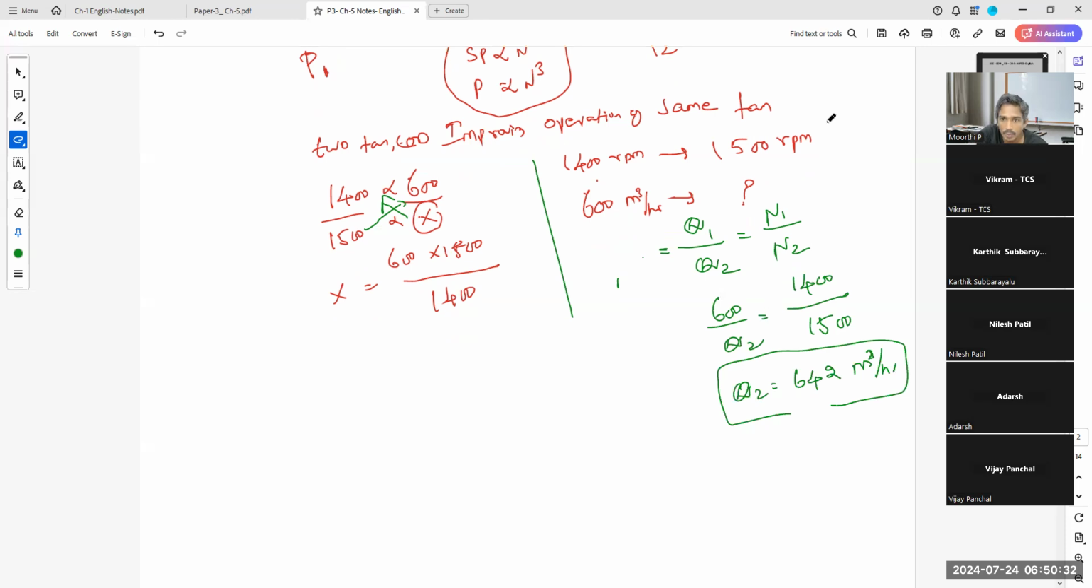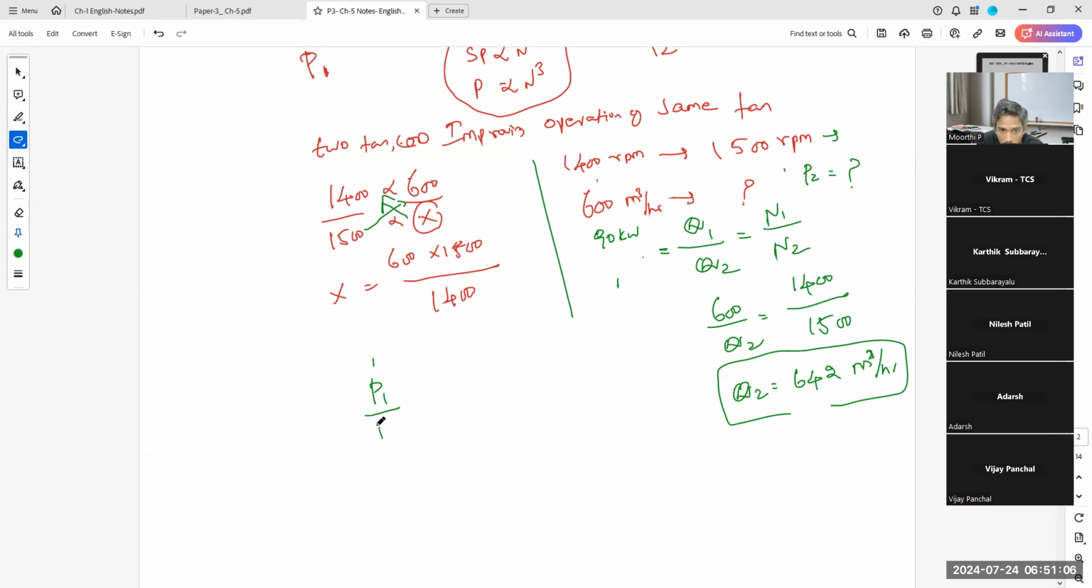Okay, same flow is a power. Power at the same speed. Here, write it. I will write it. 1400 RPM, power is 90 kilowatt. Okay. For 1500, what is the power? Power 2, how to calculate? Write the formula. What is the formula?